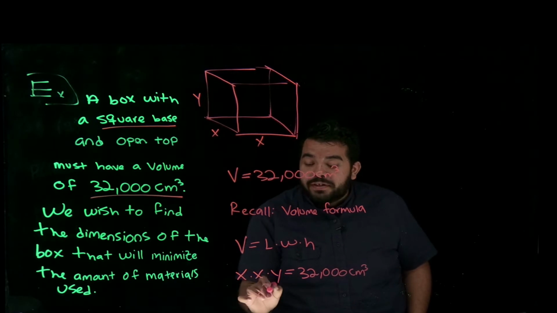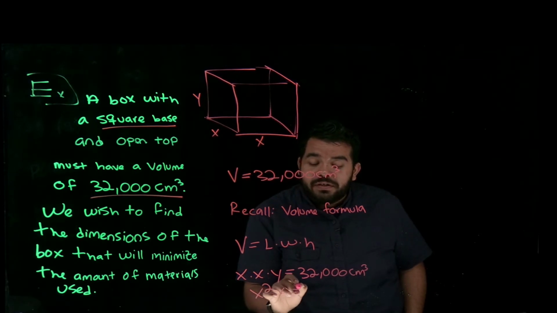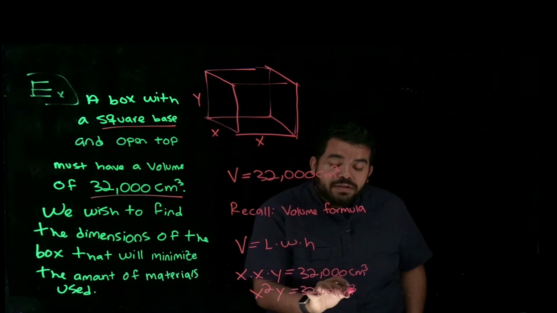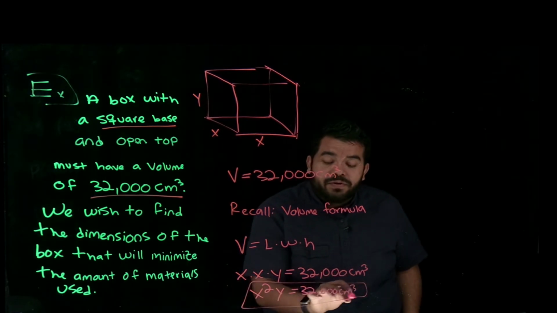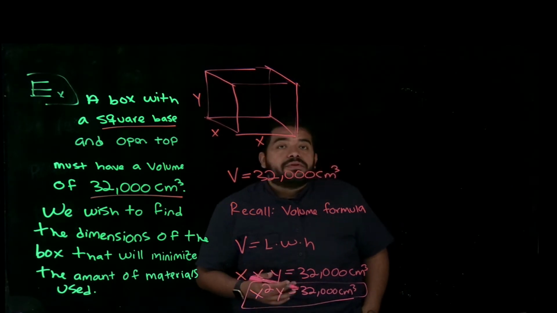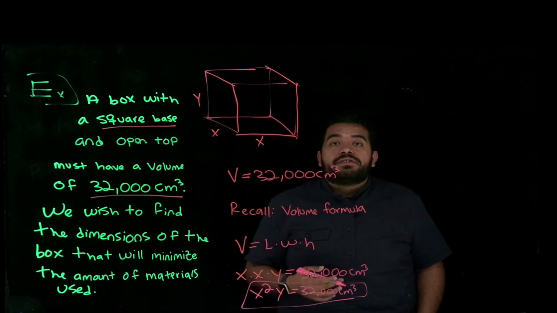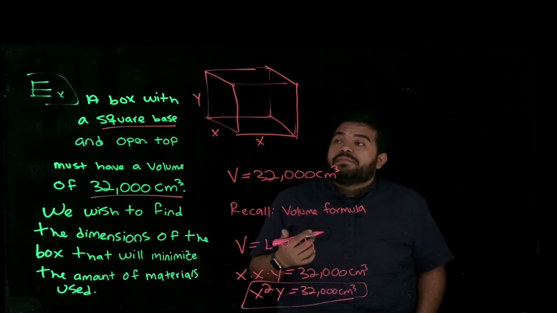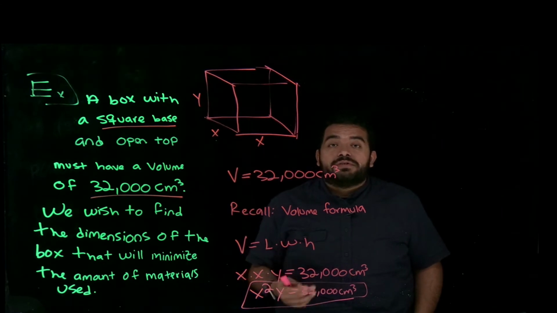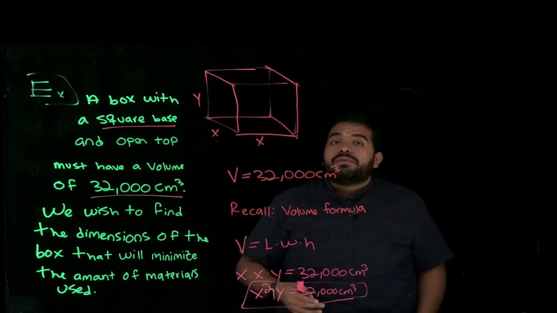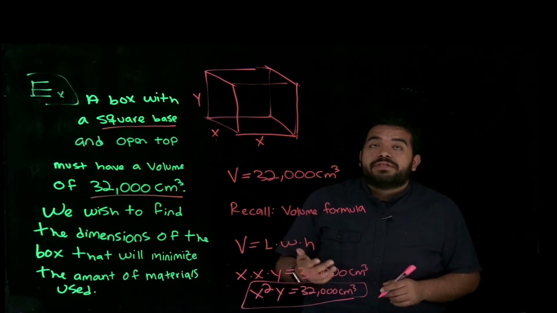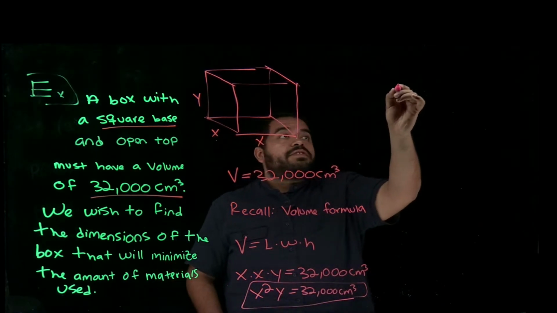So to simplify this here, I have x squared times y equals 32,000 centimeters cubed. And this is something that I can go ahead and work with to solve for my x and my y. Now remember, the goal for this is to find the dimensions, so find the values of x and y that are going to minimize the materials that I use. And we did conclude that we were going to look for the surface area. So the other thing that we want to be interested in is finding the surface area formula for this.